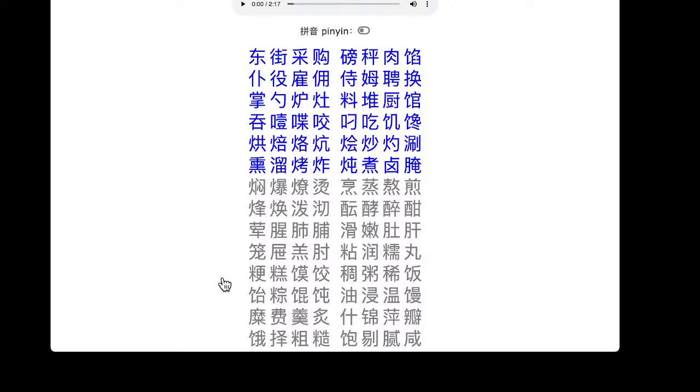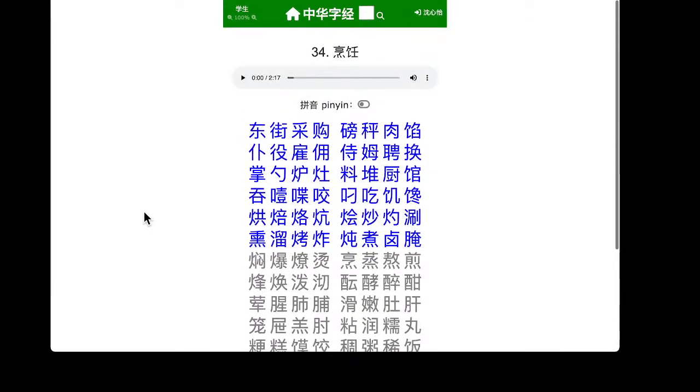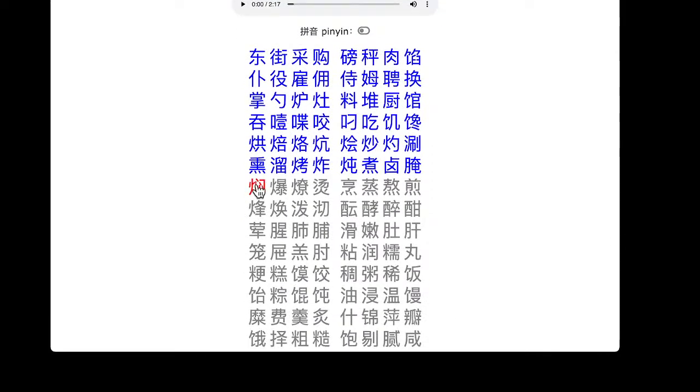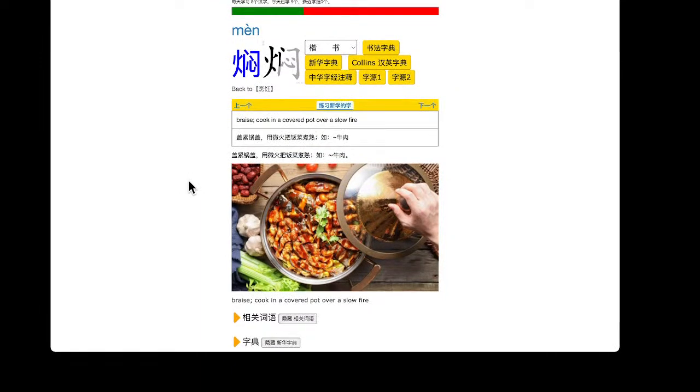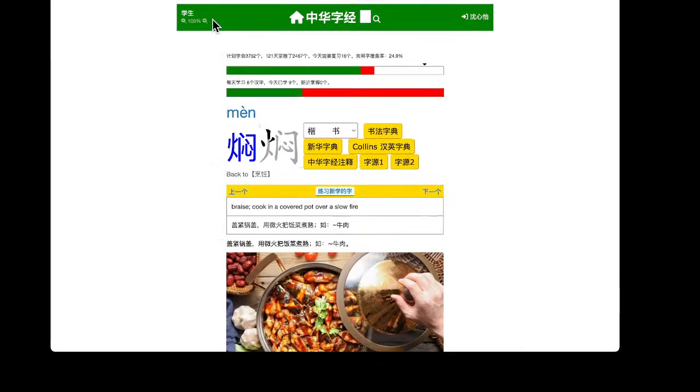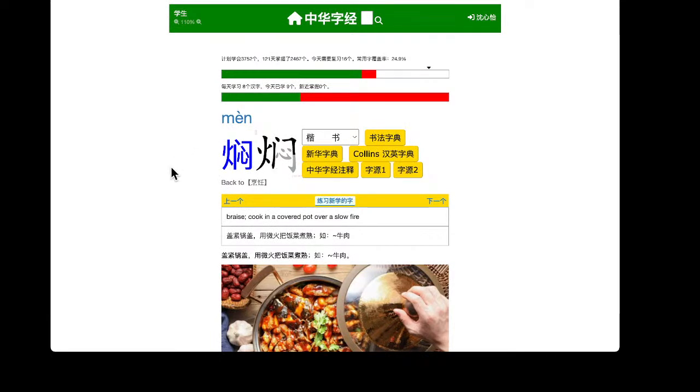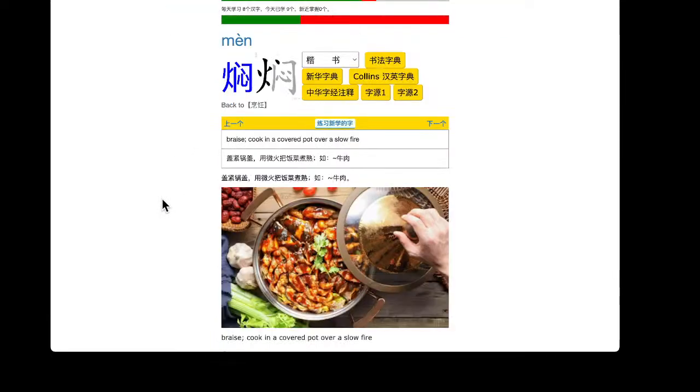Okay, everyone, let's start today's lesson. So we're gonna continue our cooking or culinary unit. Today's first character is mun. Mun means braise, cooking in a covered pot over low heat for a long time. It's a slow cooking, so it's called a mun.